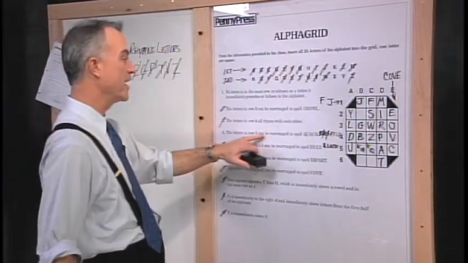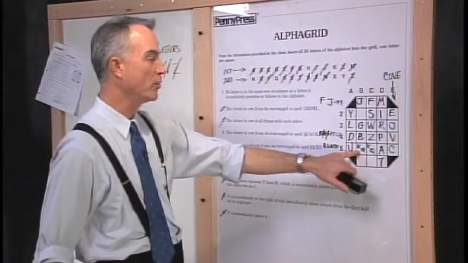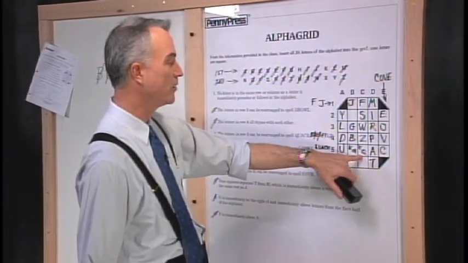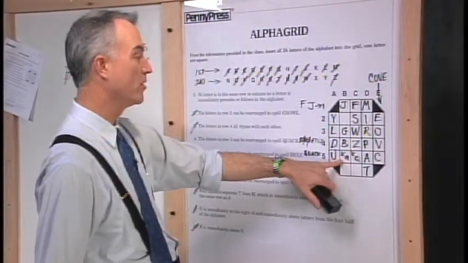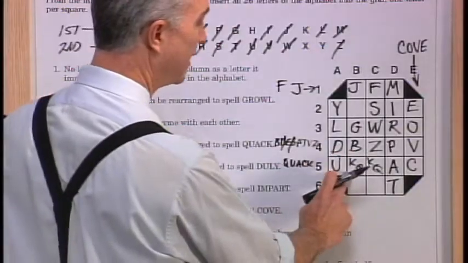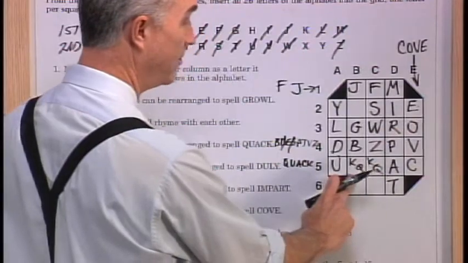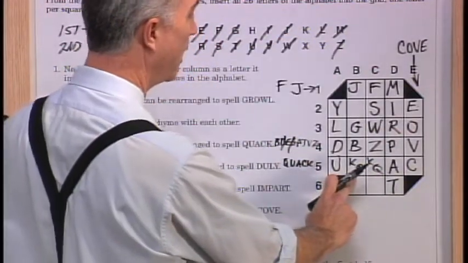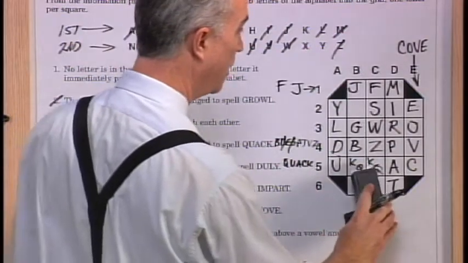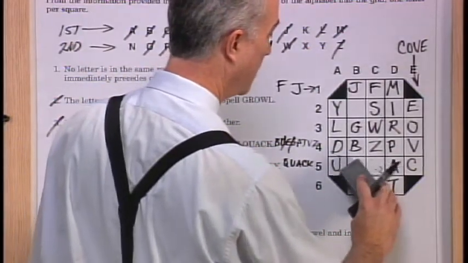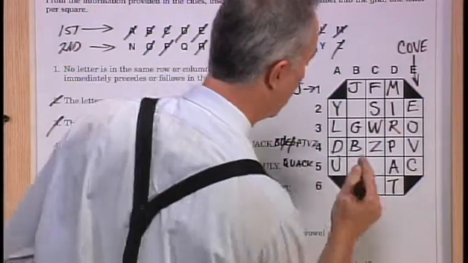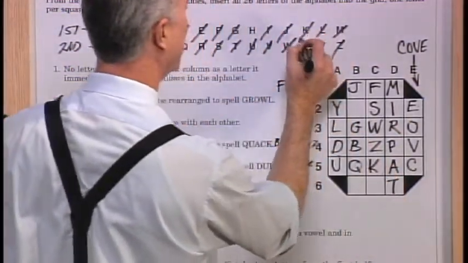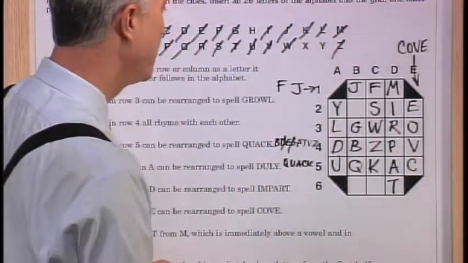The letters in row 5 can be rearranged to spell quack, but we still need Q and K. Do we have any letters that will violate our rule? Well, here we go. If you look here, K and J cannot be in the same column because they would precede each other in the alphabet. We can now solve for Q. And K, cross them off of our list.